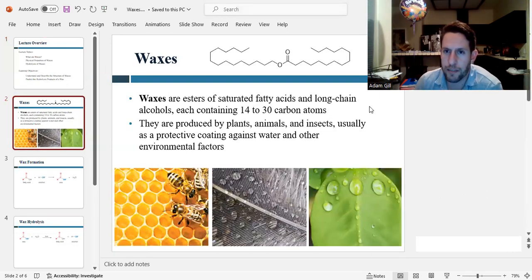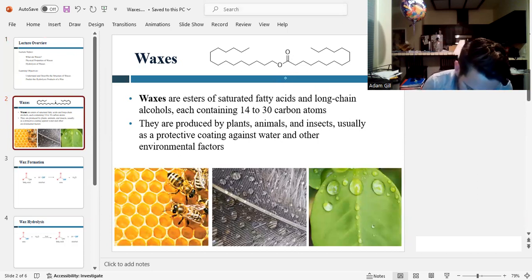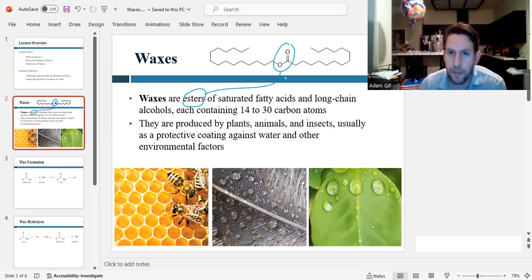So let's take a look at waxes. Waxes are an ester. All right, we've got an ester functional group. And on either side of the ester are long carbon tails. Each side has between 14 to 30 carbons. So between 14 and 30, so pretty long. They're produced by plants, animals, insects. They're usually used as a protective coating against water or other environmental factors.